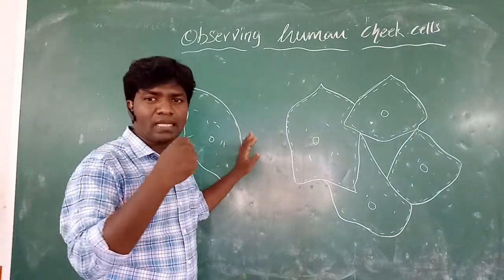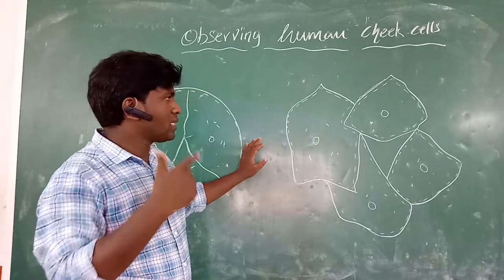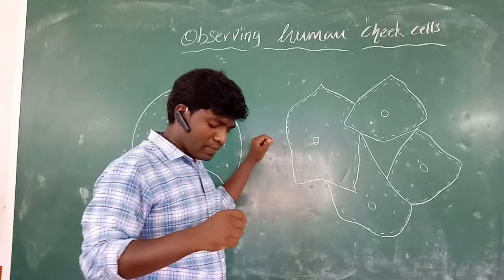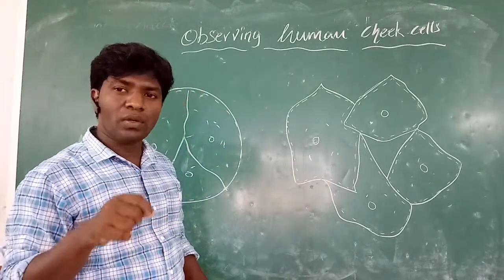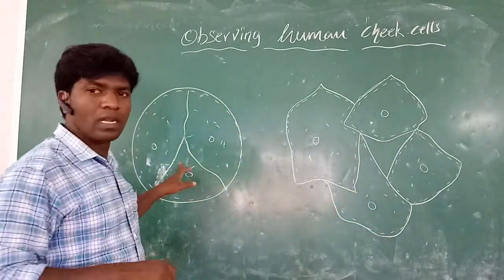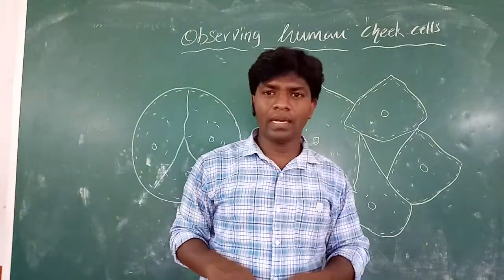Human cheek cells means we humans belong to the animal group. So these cells are animal cells. In animal cells the nucleus is present in the center of the cell. This type of observation is required.